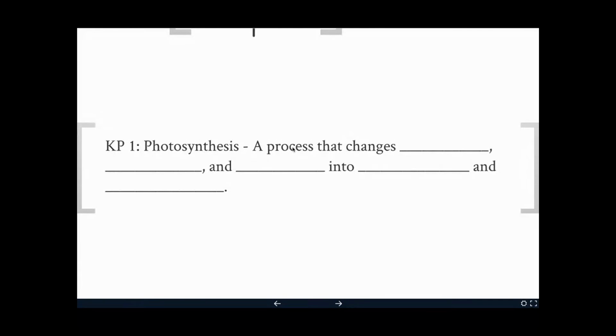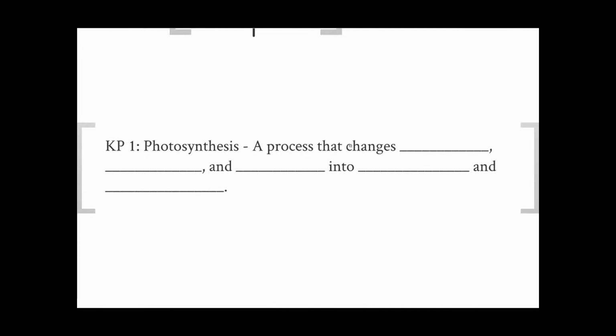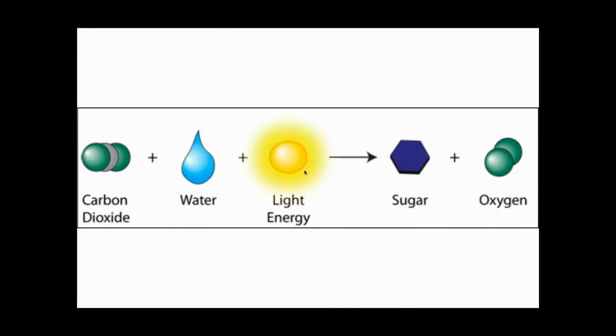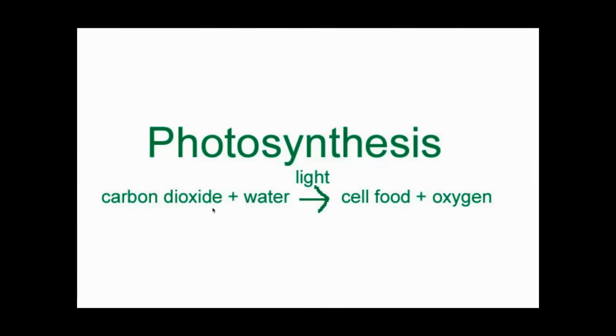You might see a question on a test that looks something like this. So just to keep you aware of it, always know those inputs and outputs. Photosynthesis is a process that changes light energy, carbon dioxide, and water into sugar and oxygen. So those inputs and outputs, you can see it here written out. Light, water, and carbon dioxide become or turn into sugar and oxygen. And then you might also see it presented like this in words: carbon dioxide and water with light become cellular food, that's sugar, and oxygen.